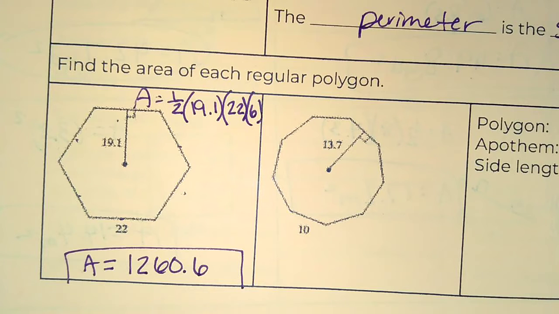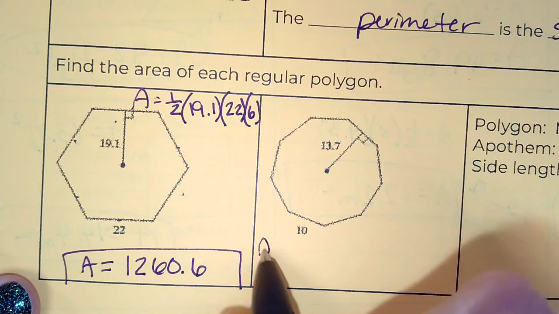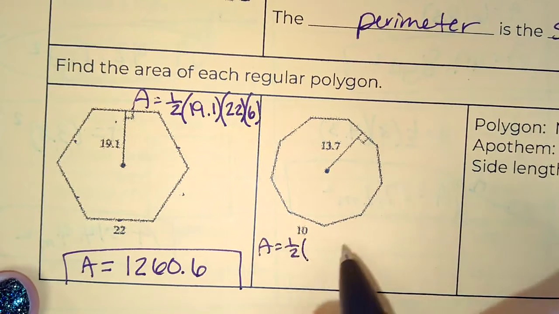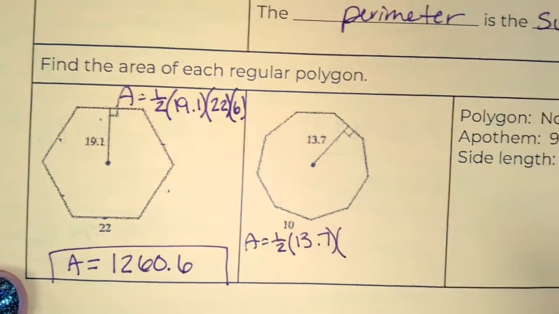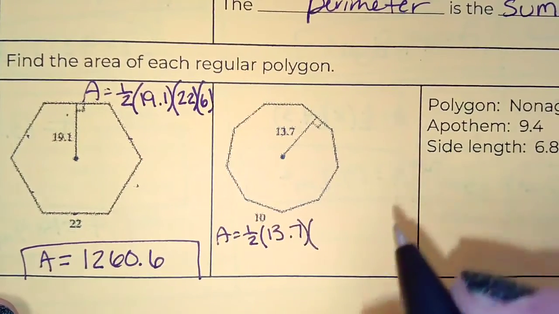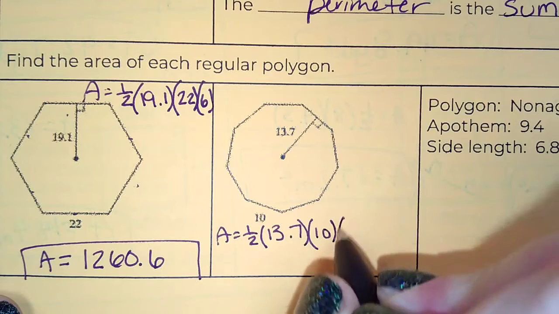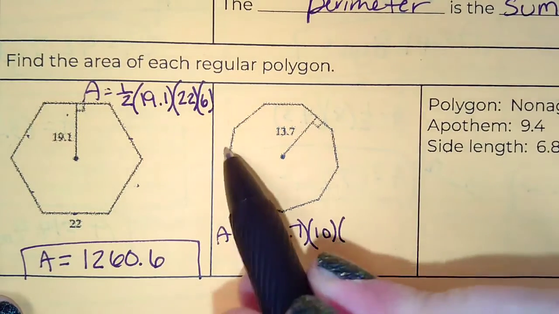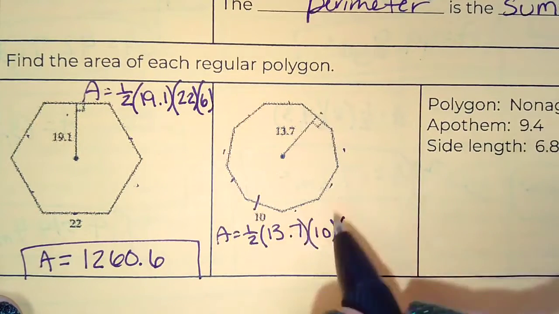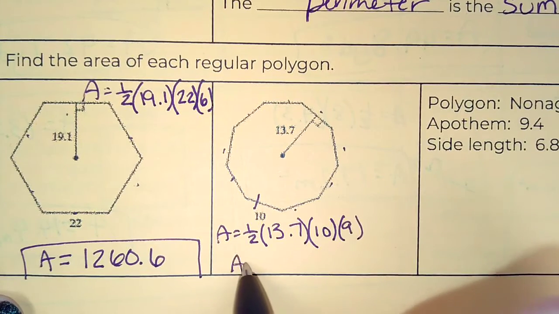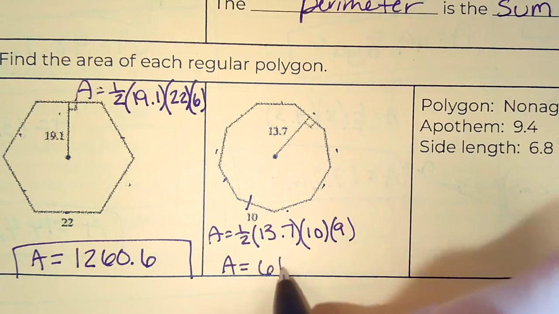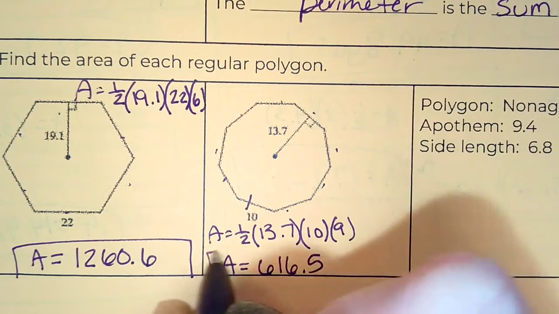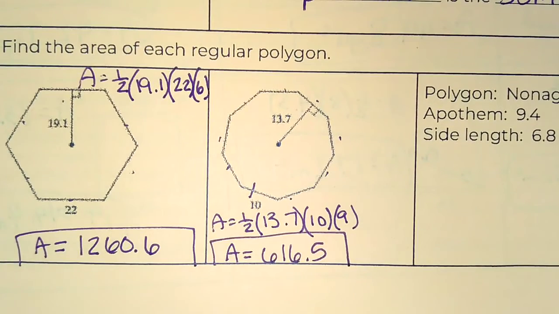Second one. Area equals 1/2. Apothem's 13.7. And perimeter would be 10 times how many sides are there? 1, 2, 3, 4, 5, 6, 7, 8, 9 sides. Plugging that into your calculator, you would get 616.5. You try the next two on your own.